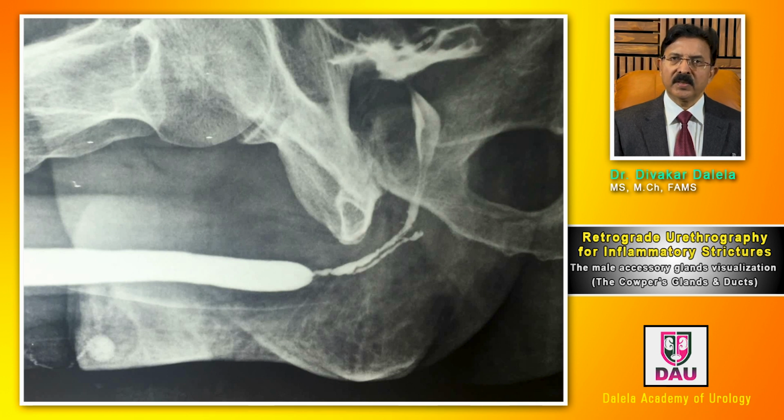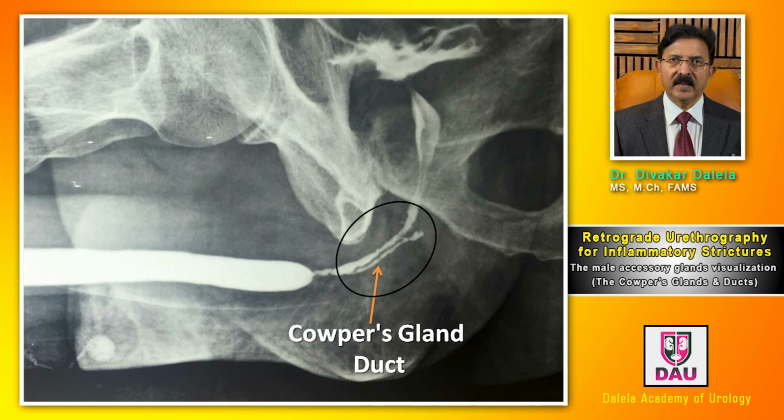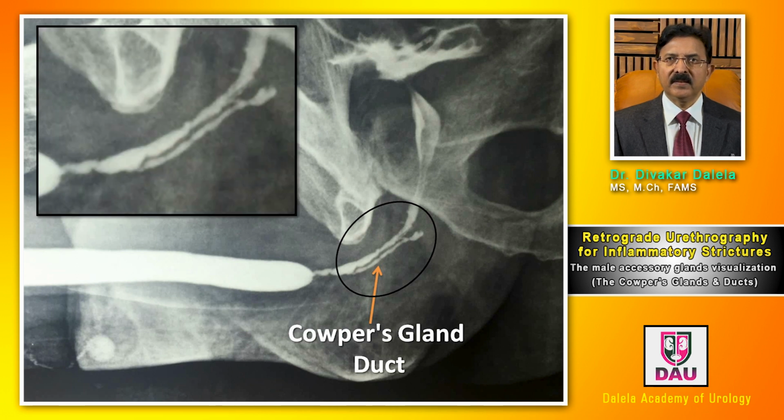Here is a urethrogram of inflammatory urethral stricture where you see a long bulbar stricture and the orifice of the duct is opening at the site of the stricture. That's how the Cowper's gland and its duct appear. If you encircle this area by black line and then see it in the zoomed picture, you will see it more clearly.